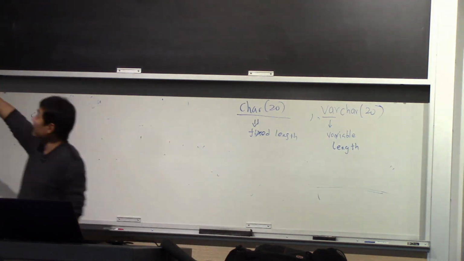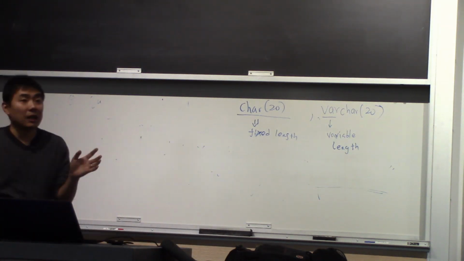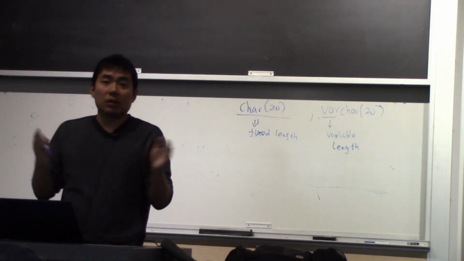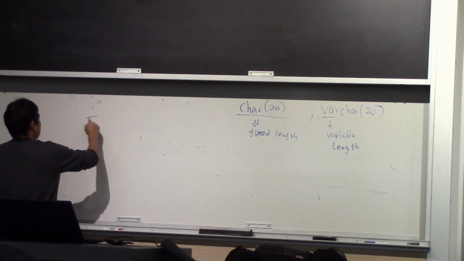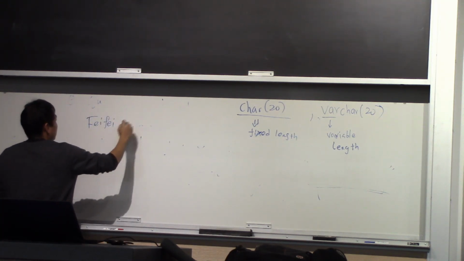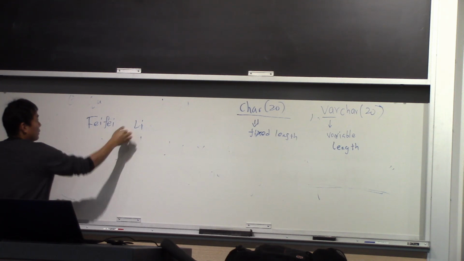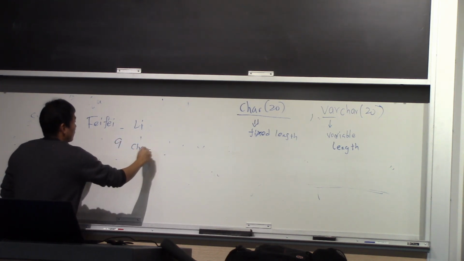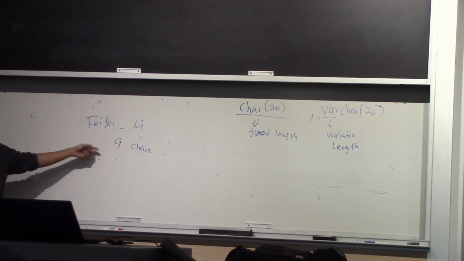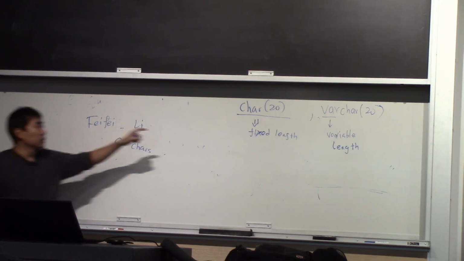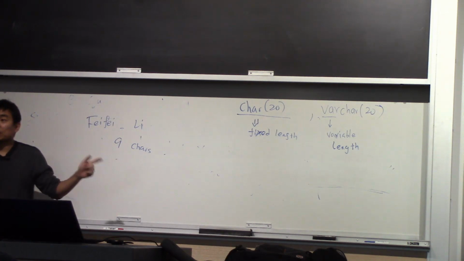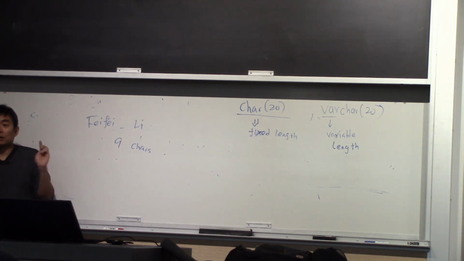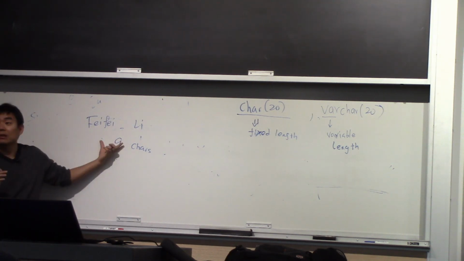For example, the name field is char 20, meaning that if you have a student whose name, just like my name, is 9 characters, right? 9 characters. But when you store this value in this field, it will still occupy 20 characters, regardless of the actual length of this value. Does that make sense to you?